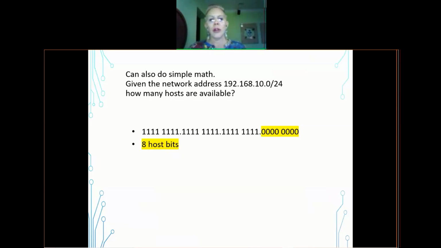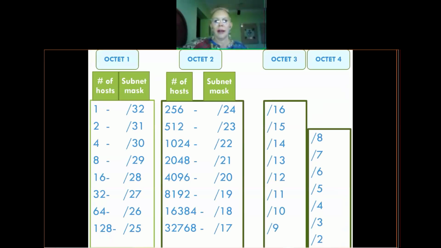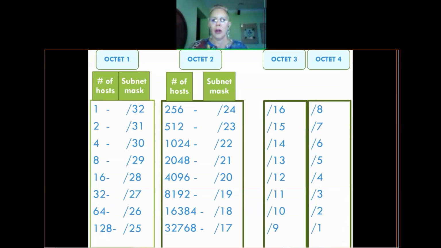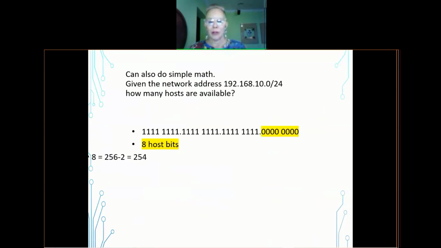So what we could do to figure out how many host bits is, again, we could look at this little chart, right? A /24, I can get 256 minus 2, or I could do this little math trick. 2 binary raised to the number of host bits, I've got 8 host bits, is 256. And then I always have to subtract 2. Why do I subtract 2?